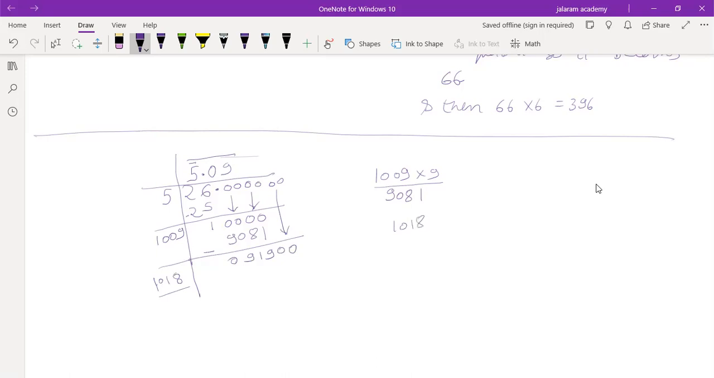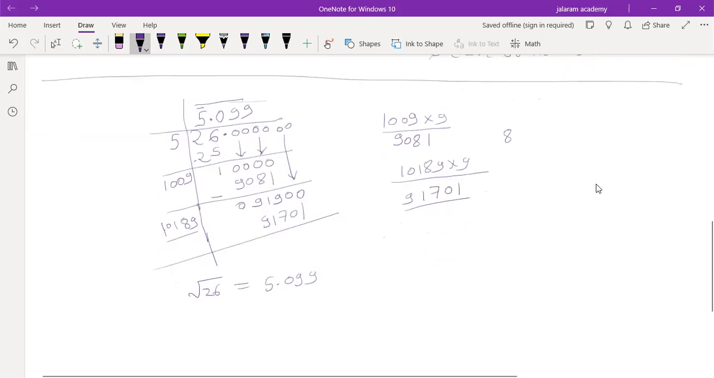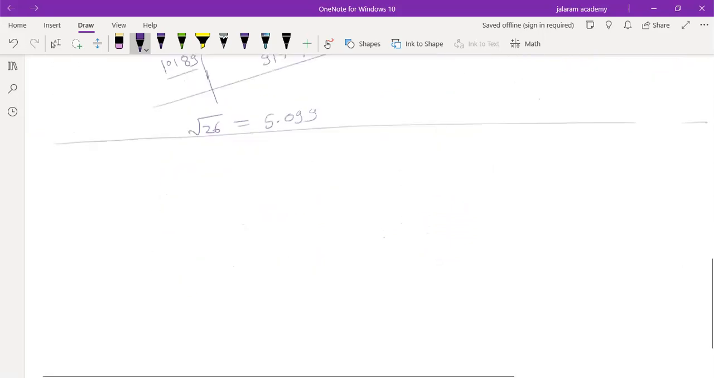1018 into 9. We have to increase one more 9. 9 9s are 81. So this is less than 91,900. So this is the answer then. Is that clear to you? Yes, sir. Root of 26 is approximately 5.099. Similarly, you can find the square root of 17 also.